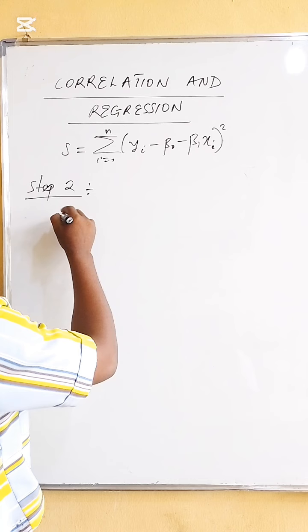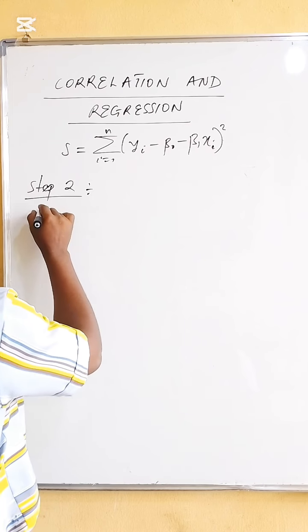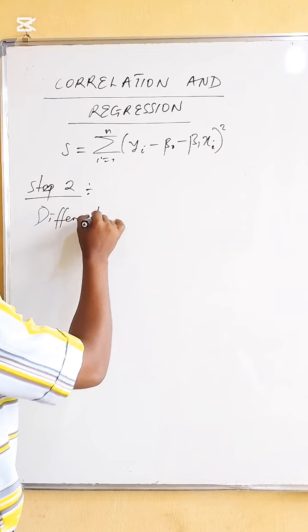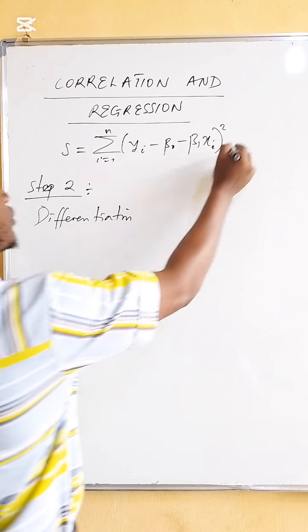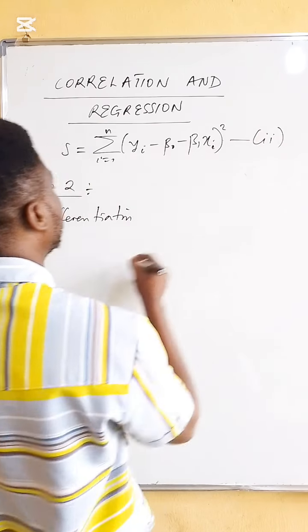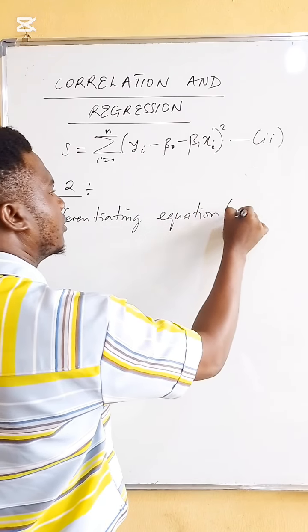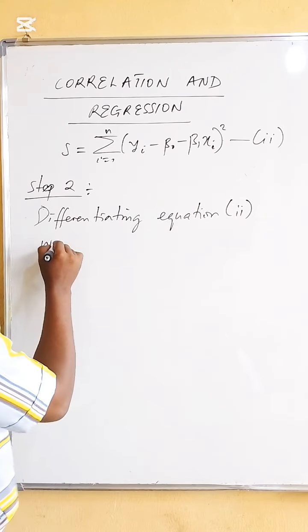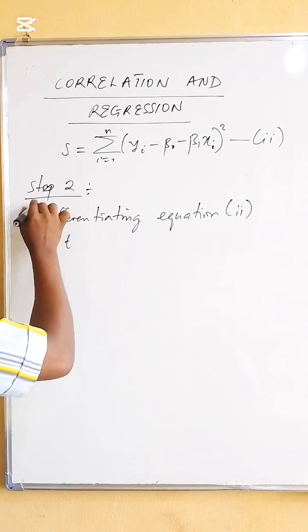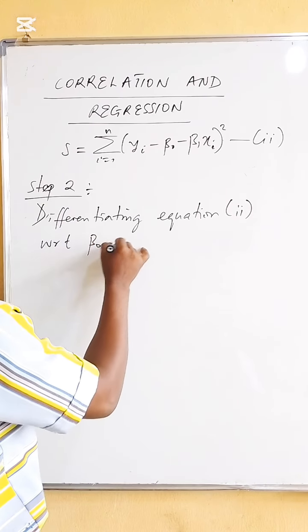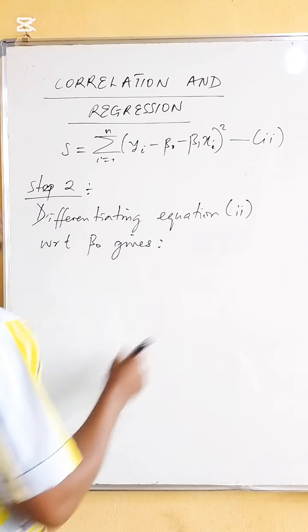So I'm going to say differentiating, let's call this equation 2. So I'm going to say differentiating equation 2 with respect to beta naught gives the following. So let's see what it gives.